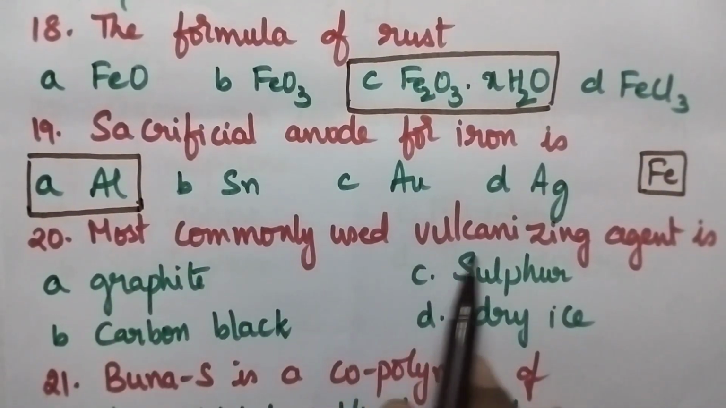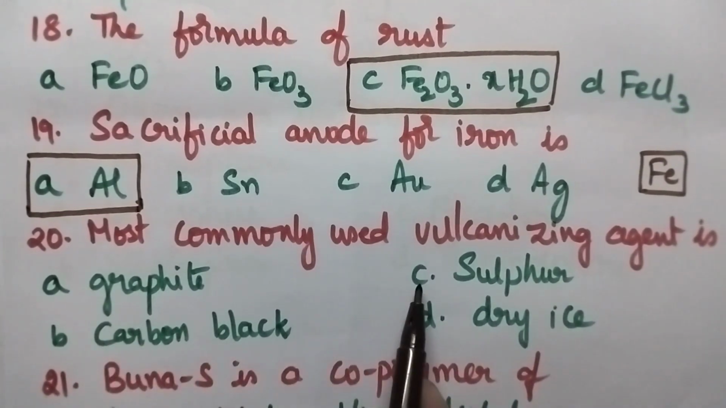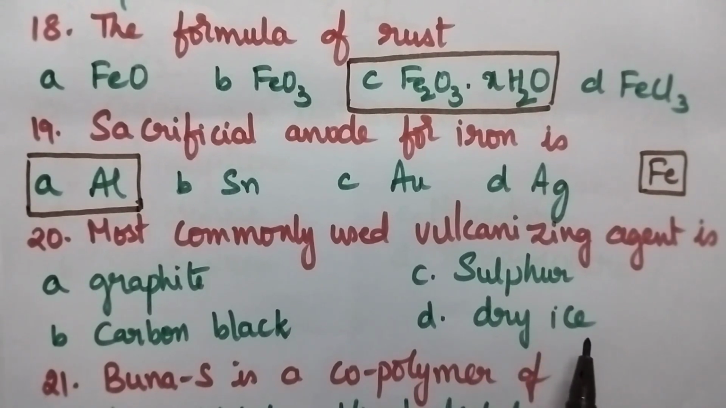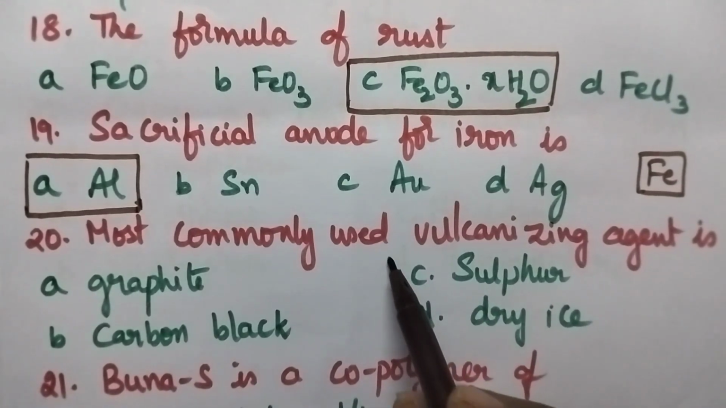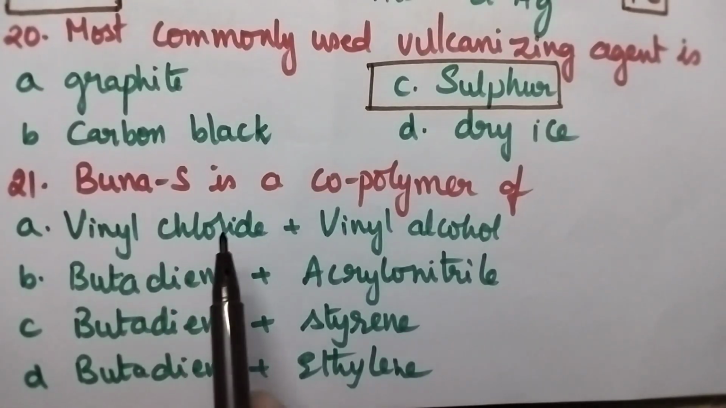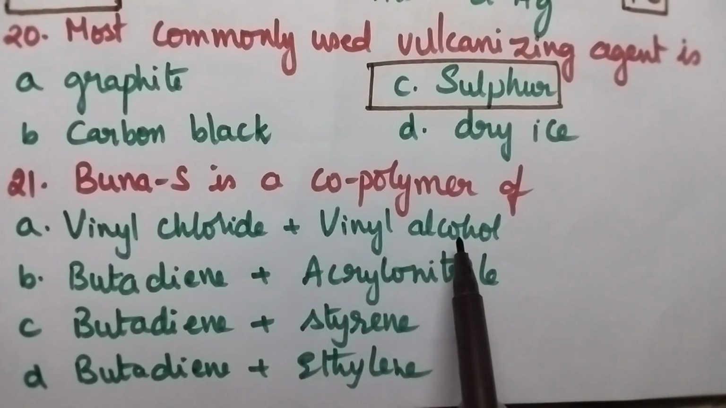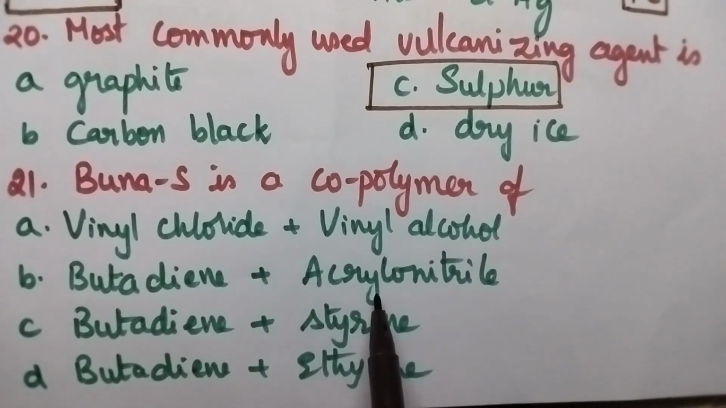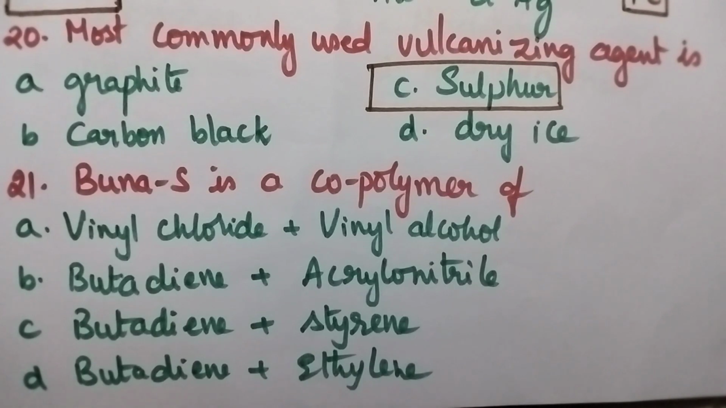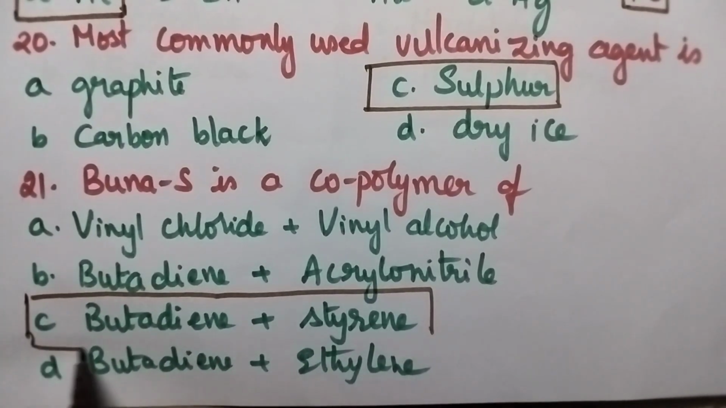Most commonly used vulcanizing agent is A. Graphite. B. Carbon black. C. Sulfur. D. Dry ice. Sulfur is the right answer. Buna-S is a copolymer of A. Vinyl chloride plus vinyl alcohol. B. Butadiene plus acrylonitrile. C. Butadiene plus styrene. D. Butadiene plus ethylene. Here the right option is C, that is butadiene plus styrene.